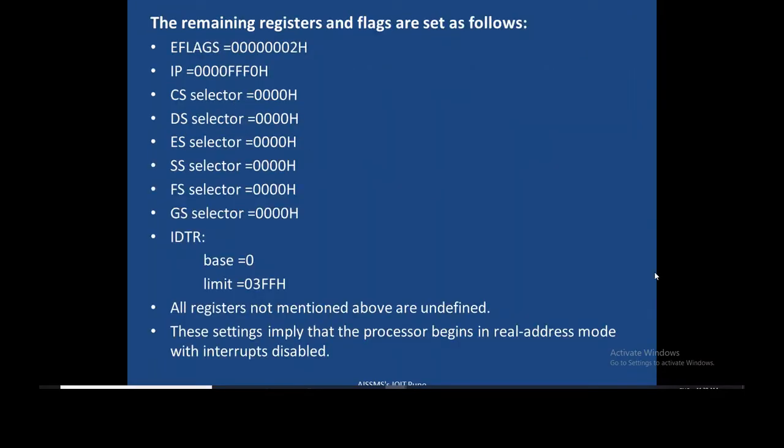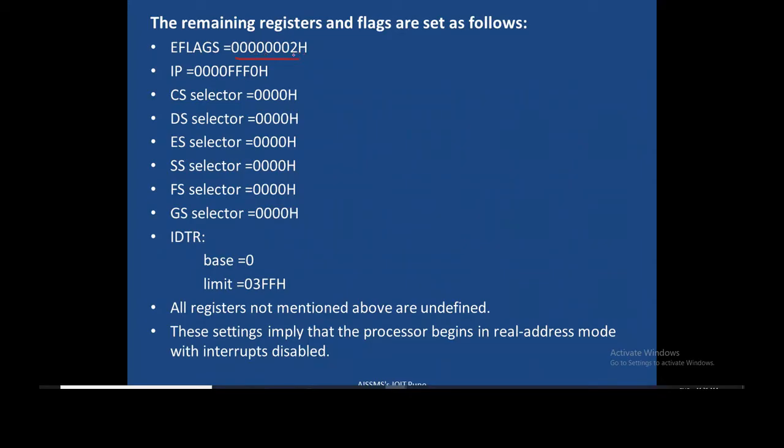Then the next step is the remaining registers of the 80386. There is the EFLAGS register, which has the value 00000002. If you remember the EFLAGS register, we have already seen its contents. The first bit of the EFLAGS register is always 1. It is 1 by default, as defined by Intel, so that is the predefined bit. That's why the value is 00000002.